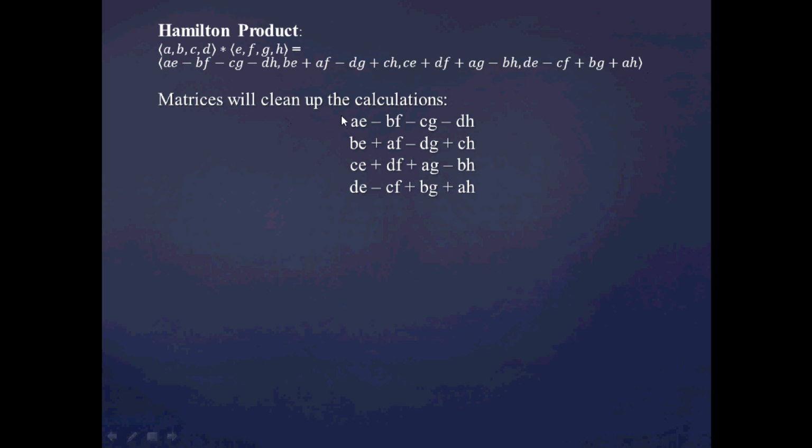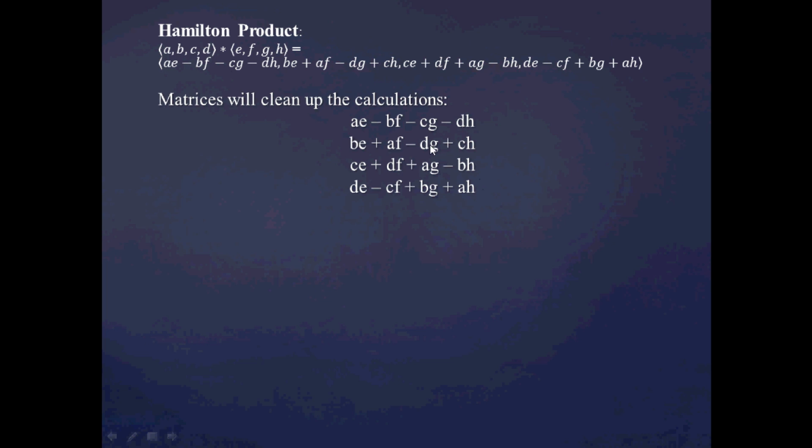So this first line here is going to be just that first component of the new quaternion. And then I'm going to write the second, third, and fourth below it. And notice that all the E's line up in a column, F's line up, the G's line up, and the H's all line up. So I've just commuted all of the stuff so that this would happen.